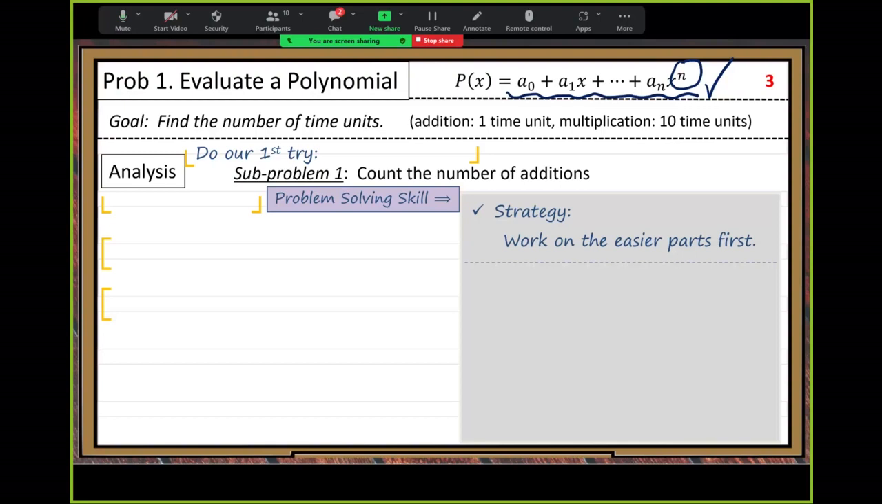Actually, let me go back a little bit. Here we have two tasks we want to solve. The first task, we need to count the number of additions. The second task, we count the number of multiplications. When we have two tasks, we want to solve the first one because it is easier. Counting the number of additions is much easier than counting the number of multiplications. So that's the simple strategy.